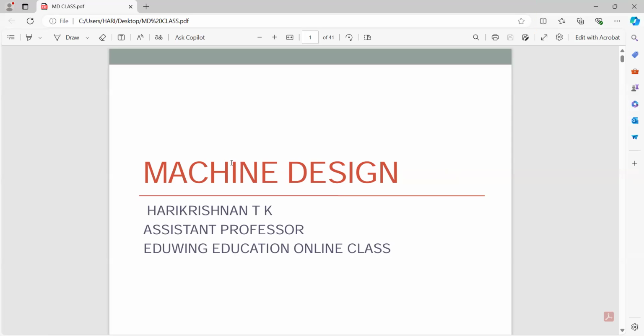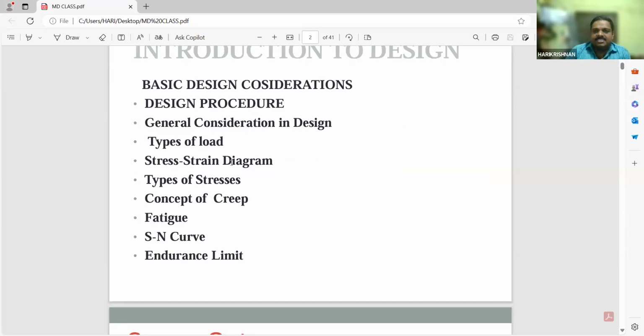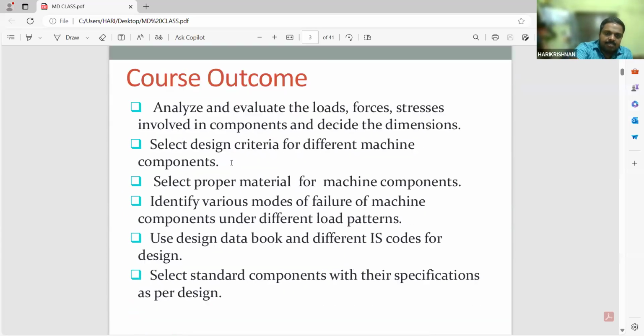So we shall start. In the last class, what we discussed is about machine design. We went through some basics of machine design. Today there is some continuation, so that will be covered in this class. In the last class we covered basic design consideration, design procedure, general consideration, types of load, stress strain diagram, types of stresses, concept of creep, fatigue, SN curve, and endurance limit.